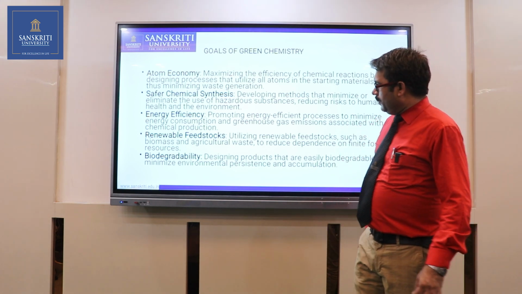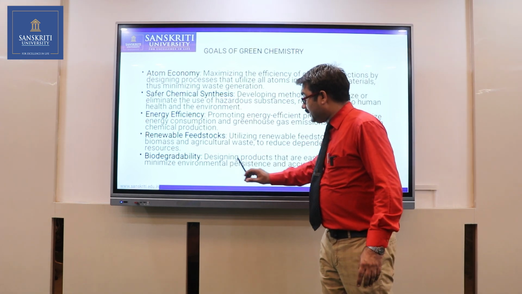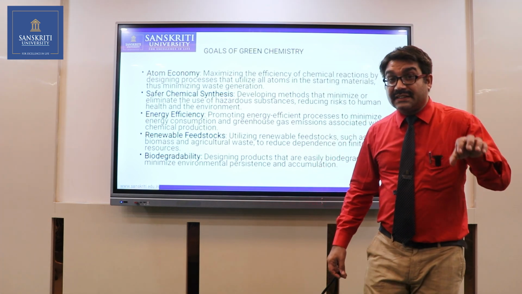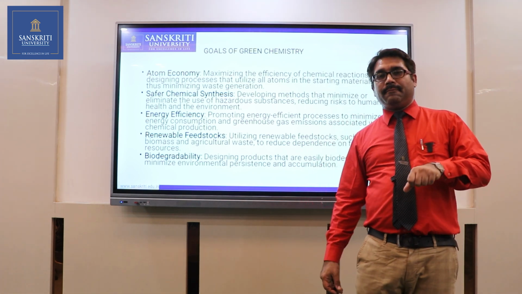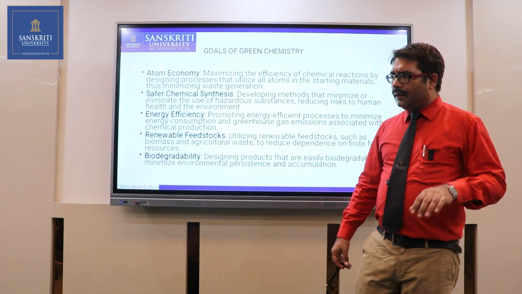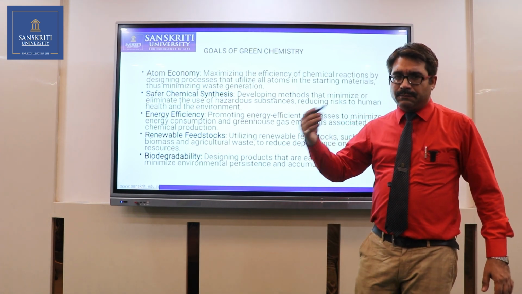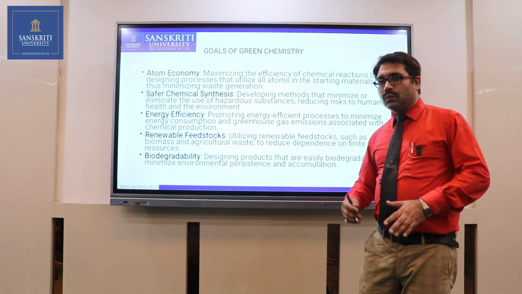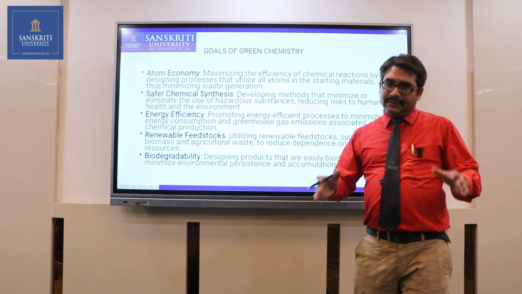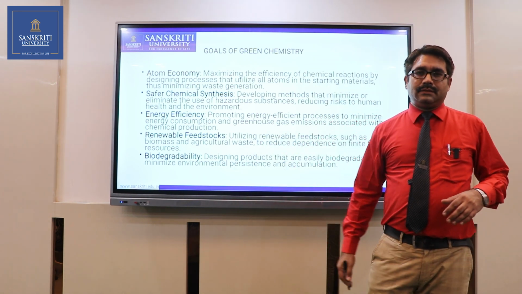So we design products that are easily biodegradable to minimize environmental persistence and accumulation. If they persist in the environment for a long time, this will harm animals and pollute water also. So that's why we are shifting our approach to biodegradable polymers or increasing the biodegradability, and this is only possible by introducing natural materials.